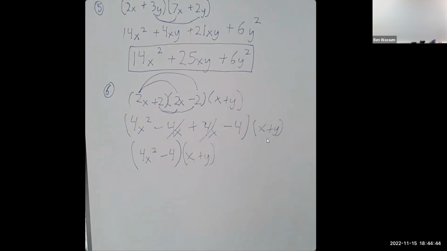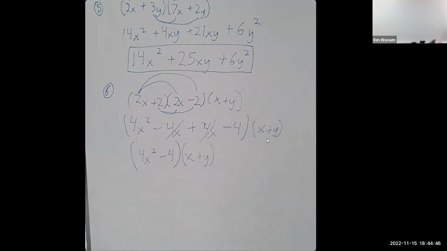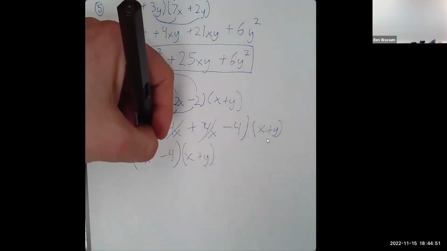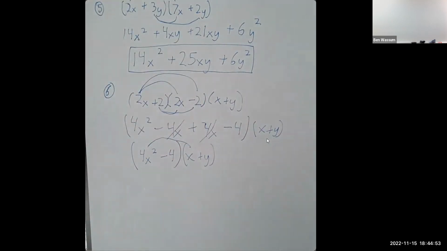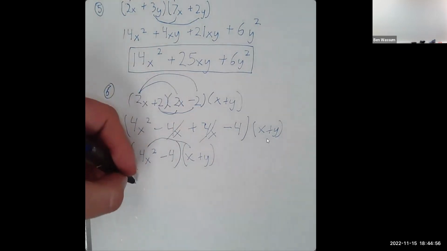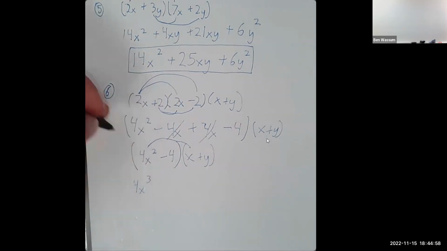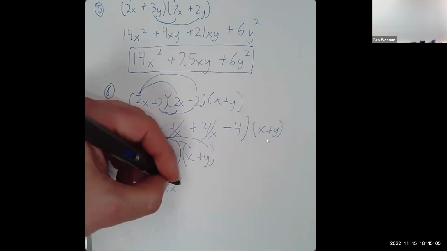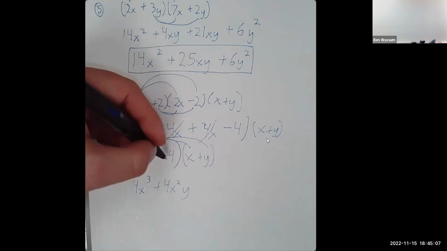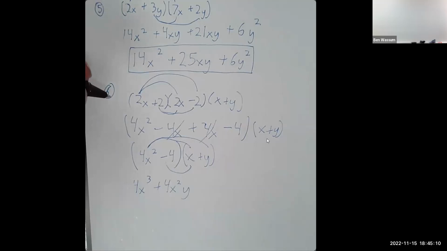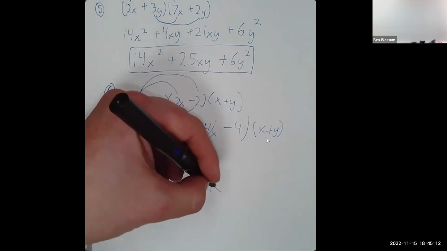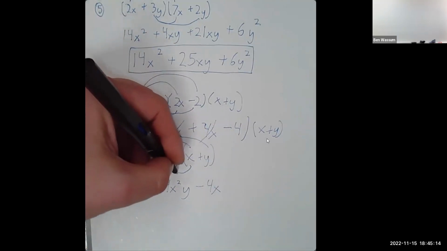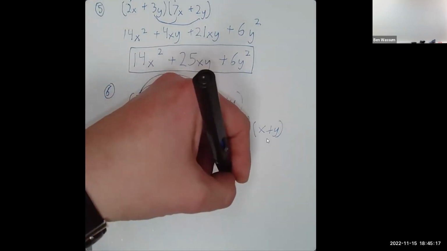Well, now it seems like a good time to actually bring that in, right? Now I have a binomial times a binomial again. So again, first, 4x squared times x, 4x cubed, outer, 4x squared times y, 4x squared y, inner, minus 4 times x, minus 4x, and last, minus 4 times y, minus 4y.